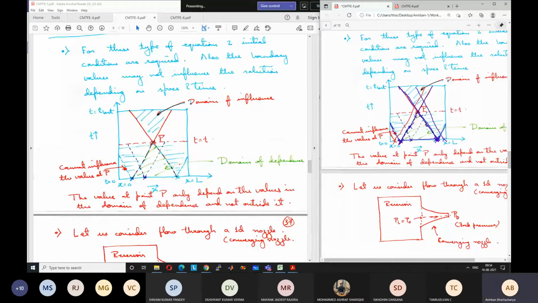Tanmay, you are there? Yes, sir. So which points denote the boundary condition here and which denote the initial condition? Here, t equal to 0 denotes initial conditions. So any point along this t equal to 0 line denotes the initial condition, right? Yes. And what about the boundary conditions? x equal to 0 and x equal to L. Correct, good. So these lines denote the boundary conditions.